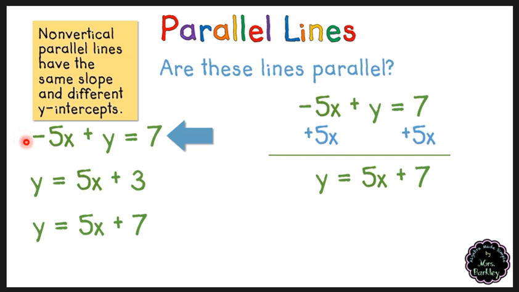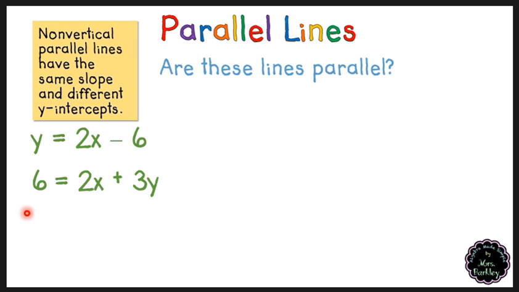So in the equation y equals 5x plus 3, we can see that our slope is 5. And in the top equation that we converted into slope-intercept form, we can also see that our slope is 5. So our slopes are the same, our y-intercepts are different. So yes, these are parallel lines.